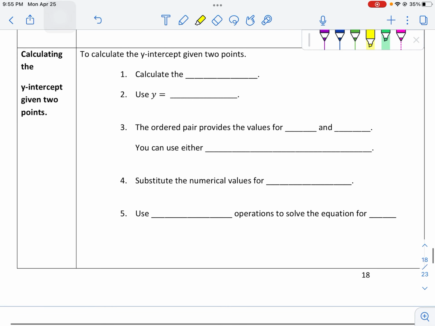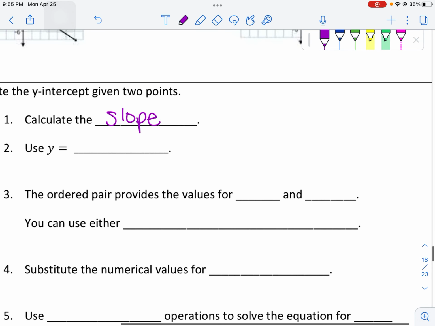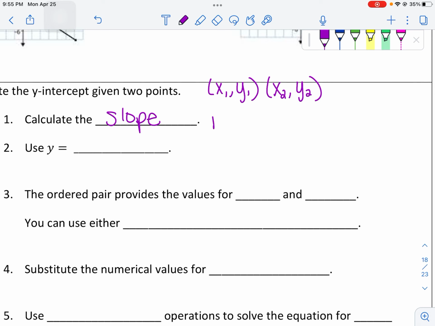So when we are writing equations with 2 points, first we need to use those 2 points, and we're going to calculate the slope. When we're given 2 points, we are given a point 1, which is x1, y1, that's our first point, and then we are given our second point, that's our x2, y2. So when I say calculate the slope, we have to use that equation that we've learned, which is the slope equals change in y, so y2 minus y1, over change in x, x2 minus x1.